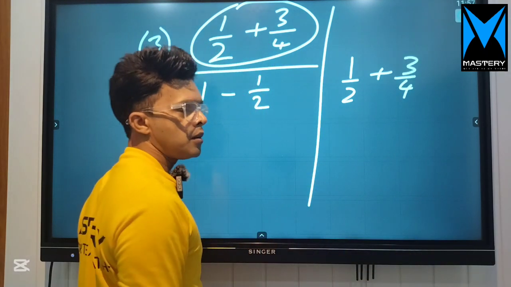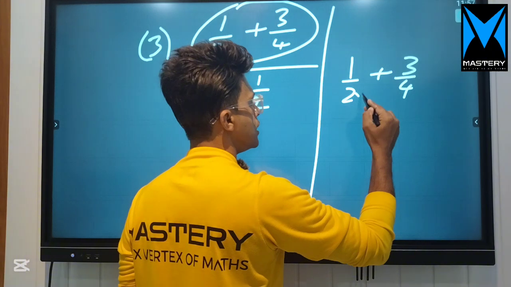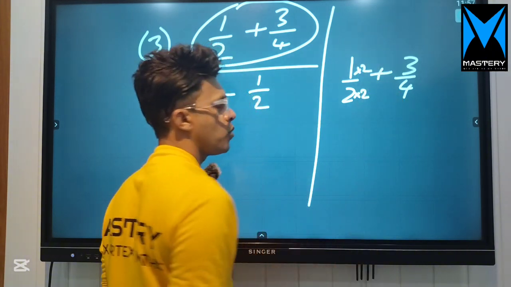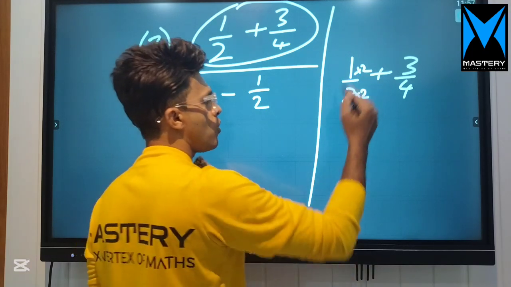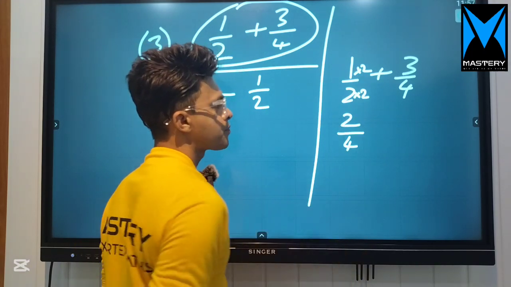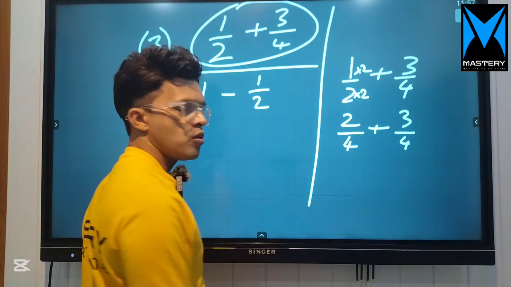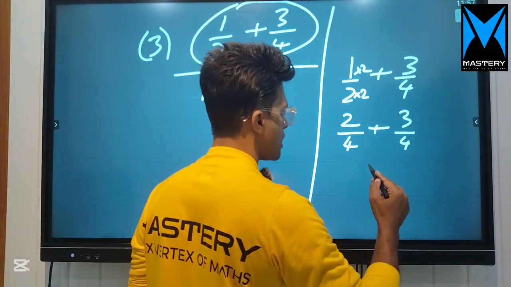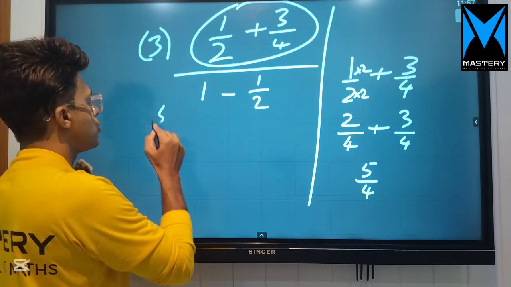Then you need to make the denominators equal. Here 2; you need to multiply both top and bottom by 2 so as to get 4. So 1 times 2, 2 times 2 is 4, plus 3 over 4. Now the denominator here is 4 and here 4. Therefore you are able to add these two. Then 2 plus 3 is 5. So the answer of this whole part is 5 over 4.